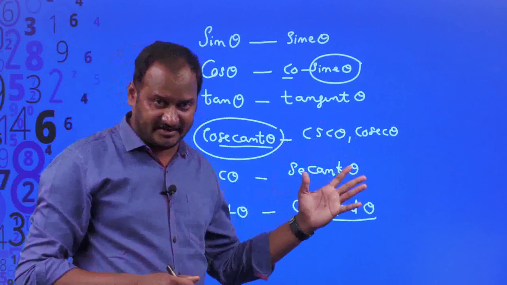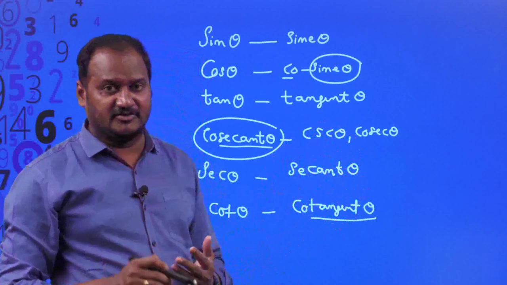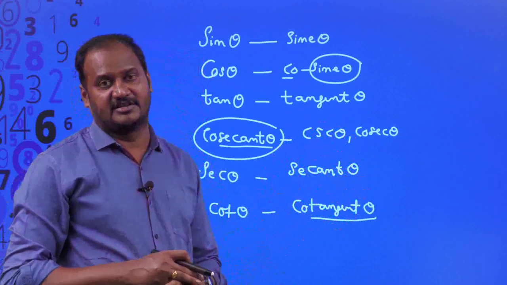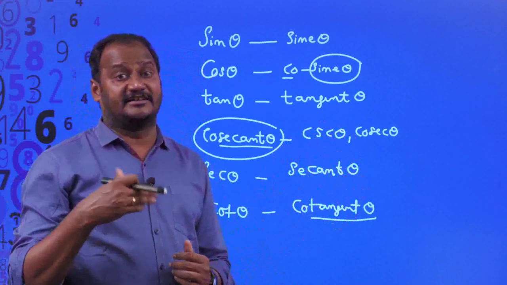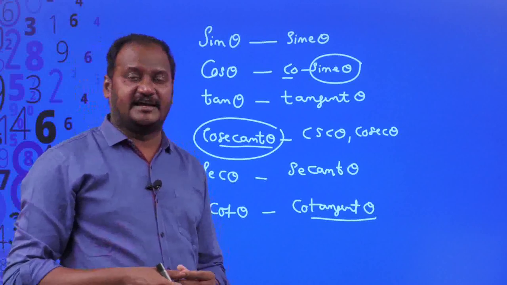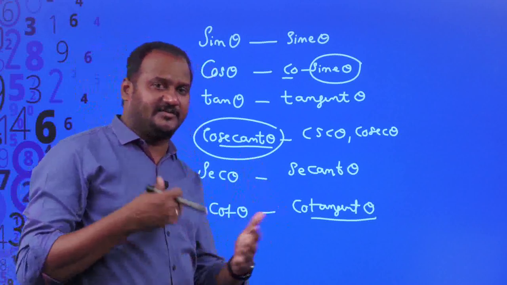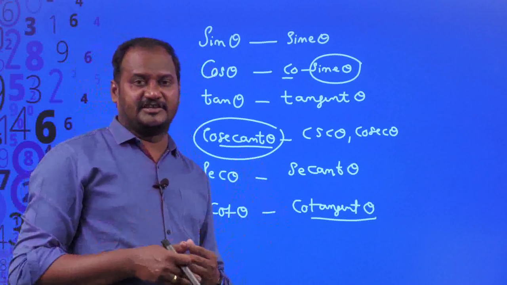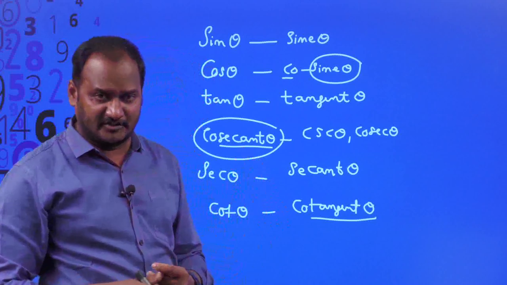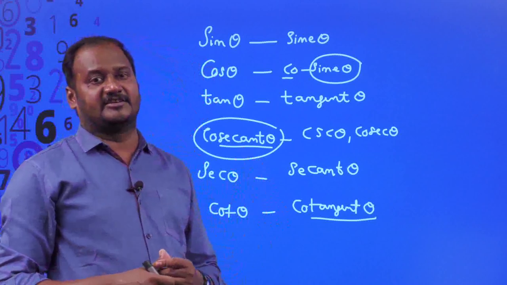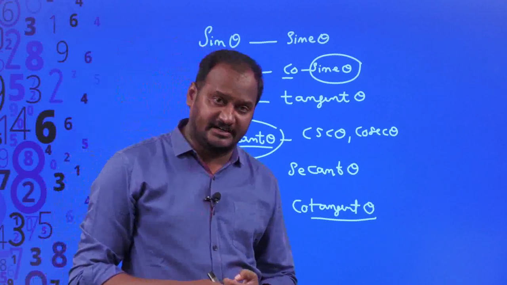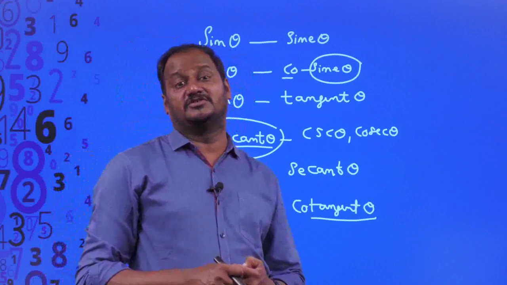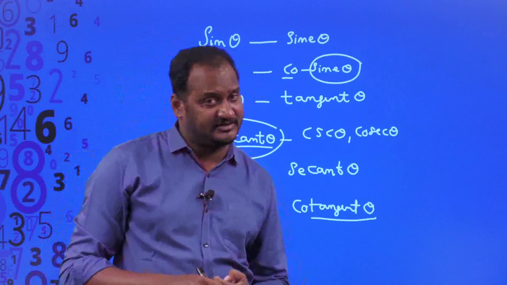We define trigonometric ratios as sine theta equal to side opposite to theta by hypotenuse. Cos theta is equal to side adjacent to theta by hypotenuse. Tan theta is equal to side opposite to theta by side adjacent to theta. And cosecant theta is equal to hypotenuse by side opposite to theta. Secant theta is equal to hypotenuse by side adjacent to theta. And cot theta is equal to side adjacent to theta by side opposite to theta.